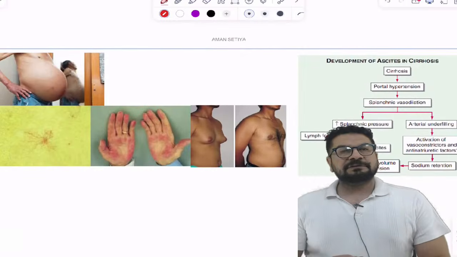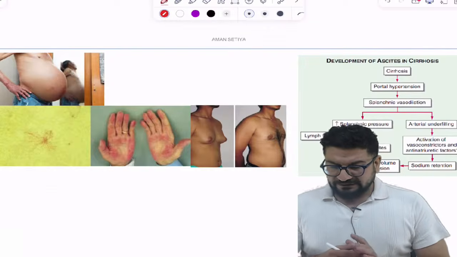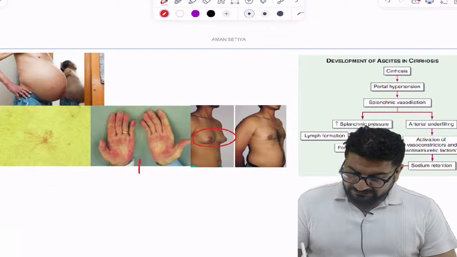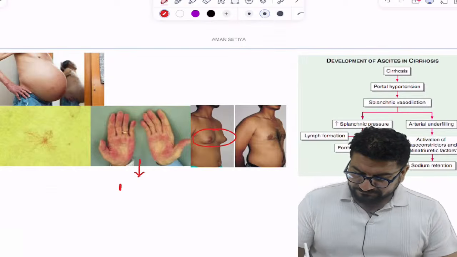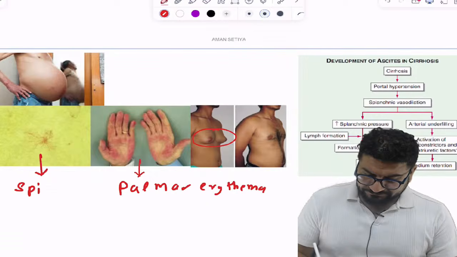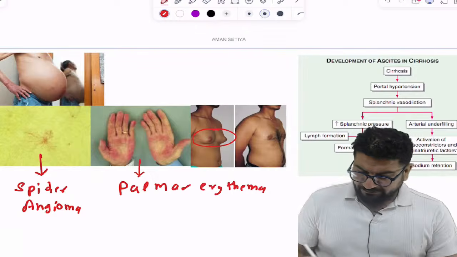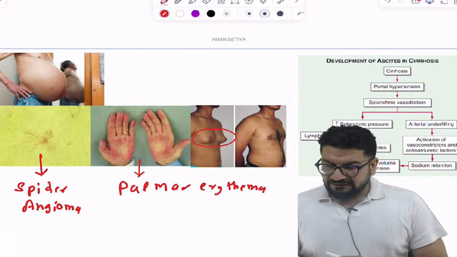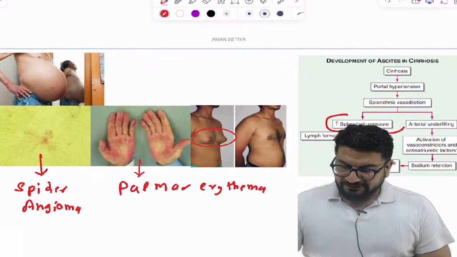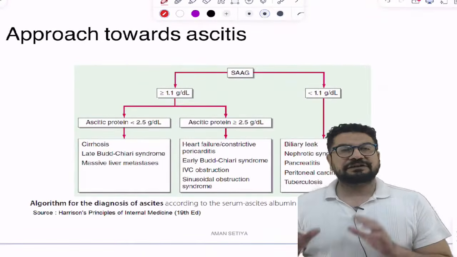Now, whenever you see a patient, cirrhosis can occur after hepatitis. So you can notice they can develop gynecomastia. There can be palmar erythema, and the patient can develop spider angioma. Ascites occurs because of increase in splanchnic pressure. And they ask you in exam how we approach ascites: we calculate SAAG.